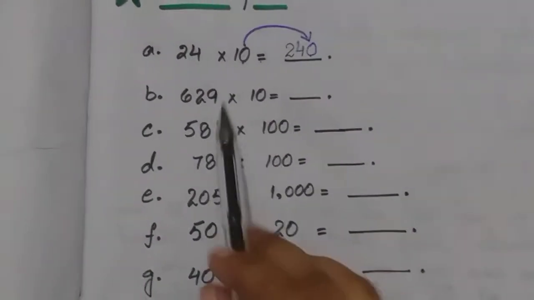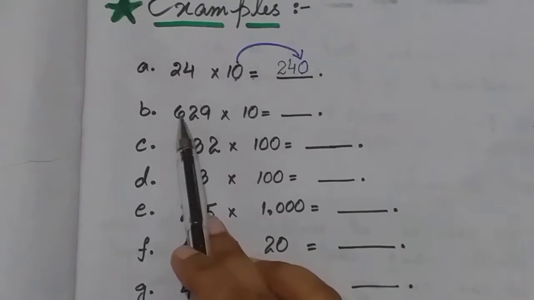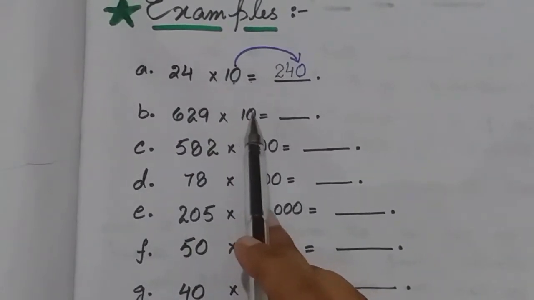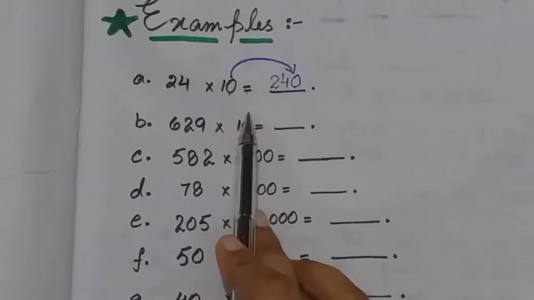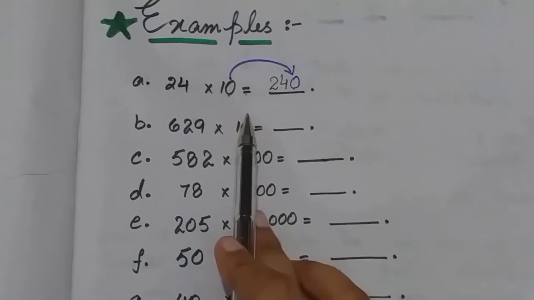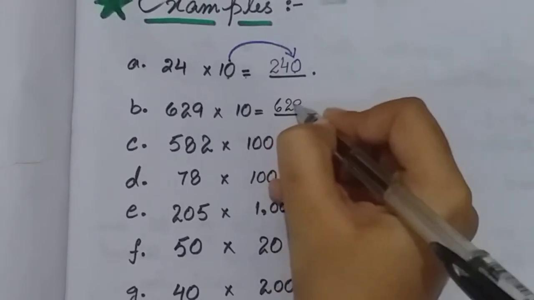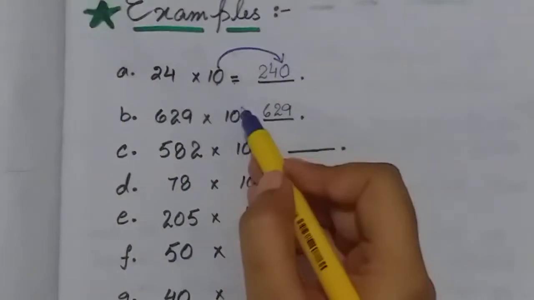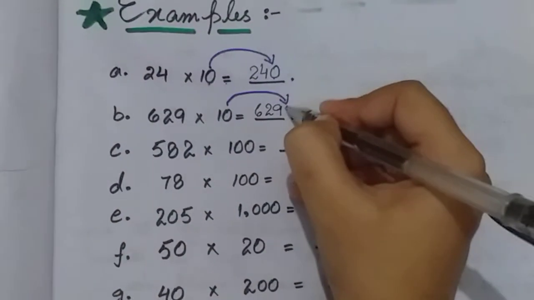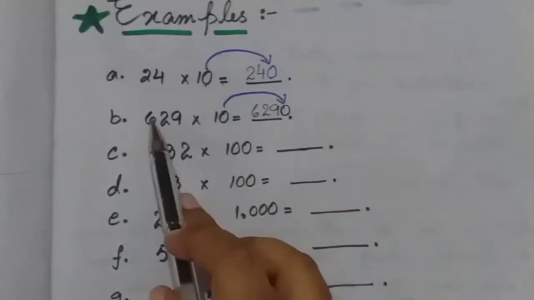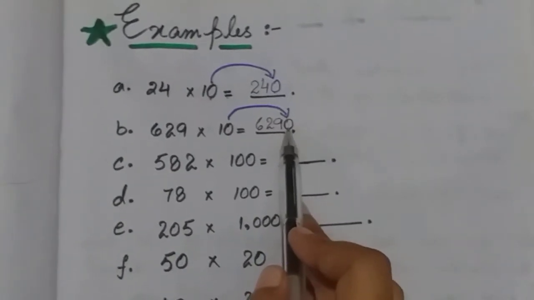So this is our example B, in which we are given 629 multiplied by 10. In this example, again 629 is the multiplicand and 10 is the multiplier. Now again what will we do? We will just ignore this 0 and multiply the remaining numbers, that are 629 multiplied by 1. So 629 multiplied by 1 is equal to 629. Now this 0 will be placed at the end of our product. So our answer will become 629 multiplied by 10 is equal to 6290. This is our final answer.